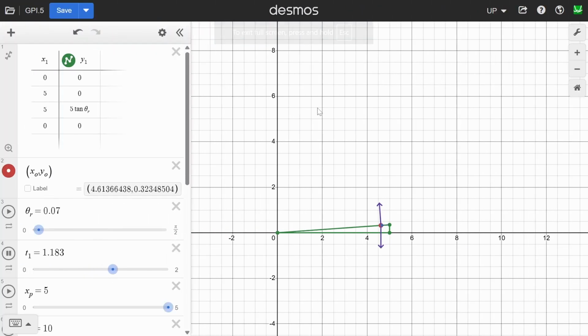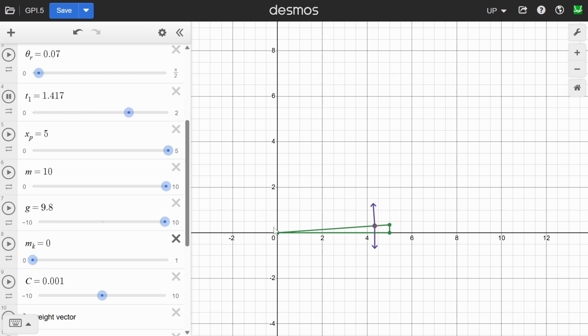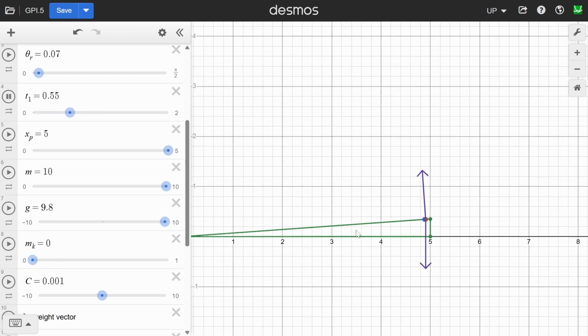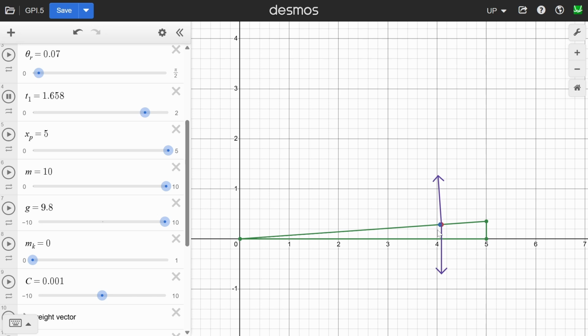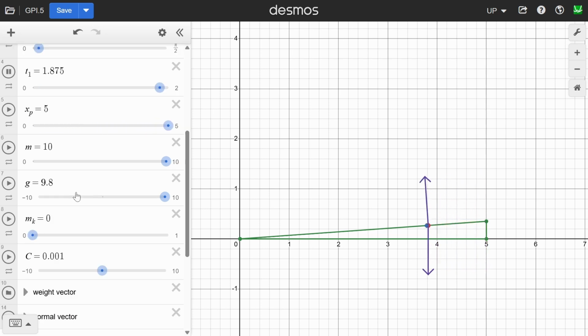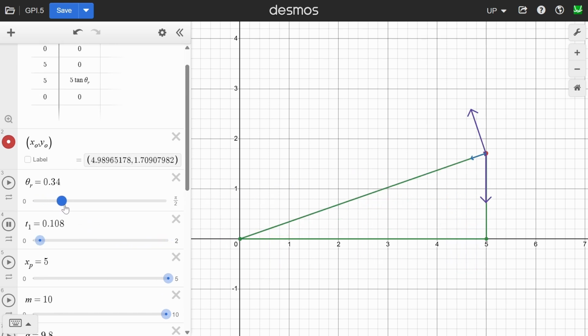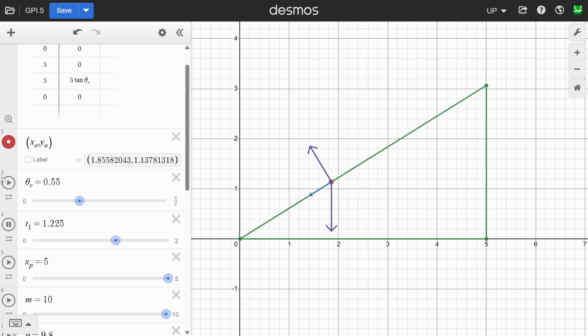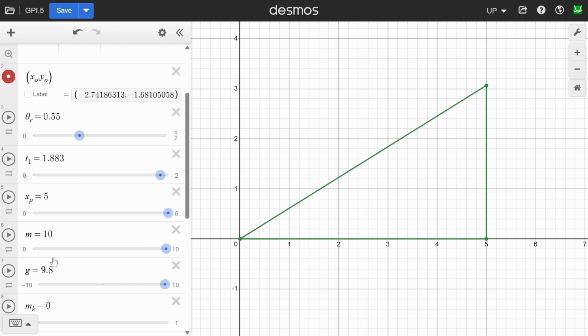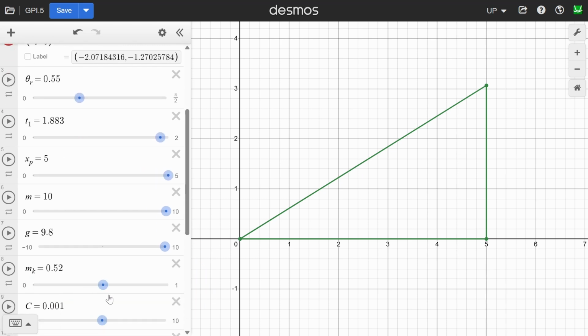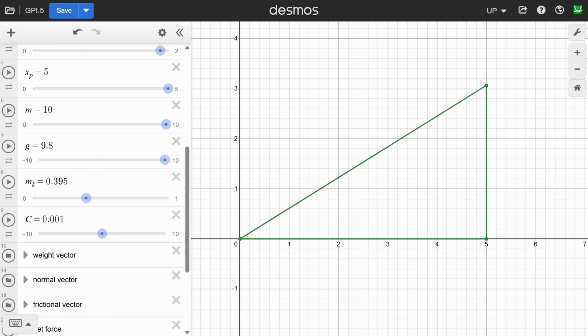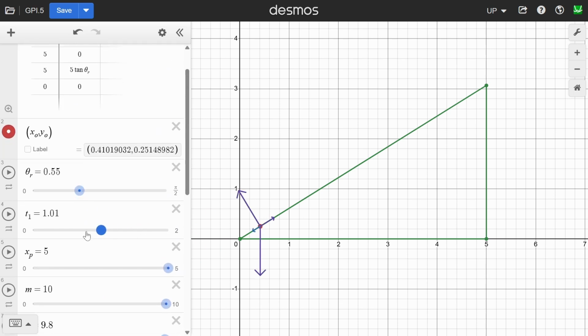So here is my simulation. You can see here that I have an object, and yeah, it is sliding down. So let's just increase our angle here. There we go. And then let's increase the friction to be 0.5. Let's see. Let's set time to be there.